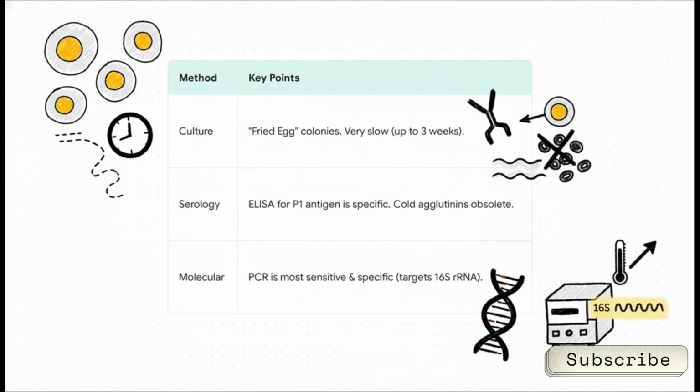So let's quickly summarize your diagnostic options. You can culture it to see those fried eggs, but it can take up to 3 weeks. Way too slow. Serology, like an ELISA, is faster. But really, the king of diagnostics today is PCR. It's the most sensitive and specific test by far. In the clinic, PCR is the way to go.